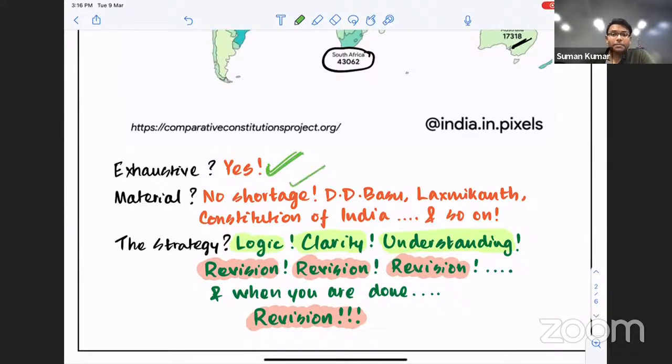You have a plethora of books, be it Lakshmikant, be it D.D. Basu, be it the Constitution of India itself, be it material of coaching institutes, be it Prayas's material, and so on. So, what should be your strategy to read all of this? Do you have to read all of this, or can you avoid reading all of this? What should the strategy be?